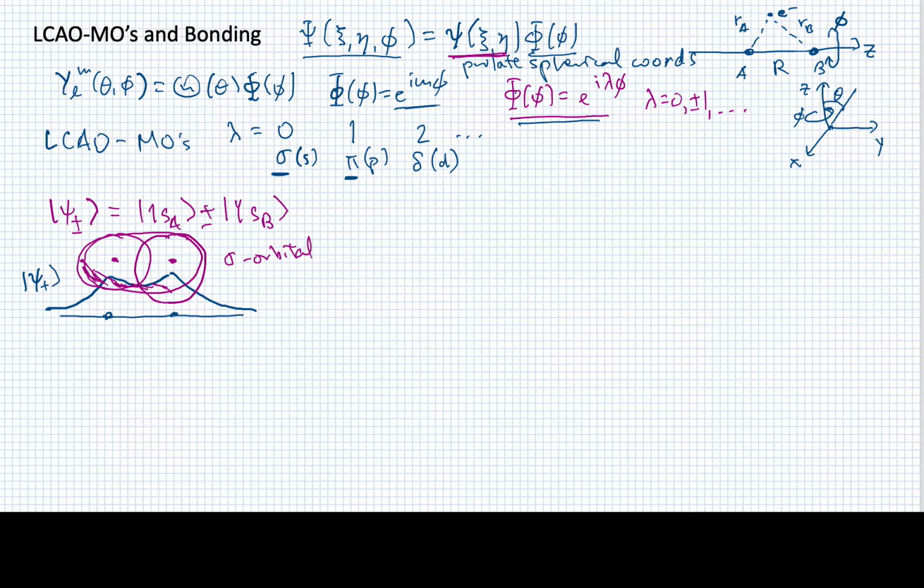Now we can also have a sigma orbital that represents anti-bonding. So I probably should just leave the plus sign here because I'll go ahead and write it again over here for the anti-bonding orbital. 1sa minus 1sb. In this case, we're going to have, again, two orbitals that are more or less spherical, but now they're subtracted from one another.